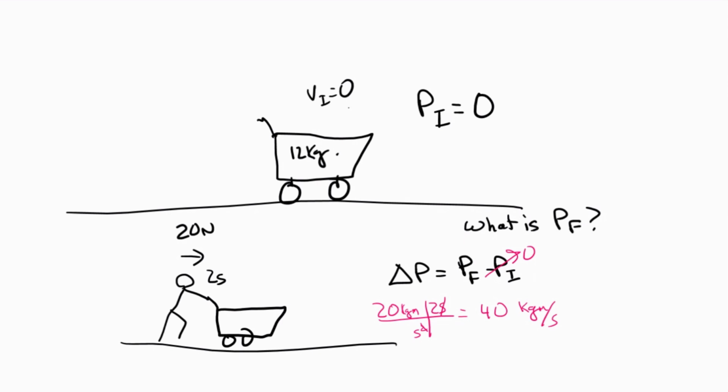And I'm going to get 40 kilogram meter per second. So if this man applies a force of 20 newtons for 2 seconds, the change in momentum will be 40 kilogram meter per second, which in this case, because the initial velocity was 0, that'll be the final. And if I wanted to get the speed, well, then I could divide it by 12. So 40 divided by 12. How fast will it be going? Well, the velocity will be 3.33 meters per second to the right.